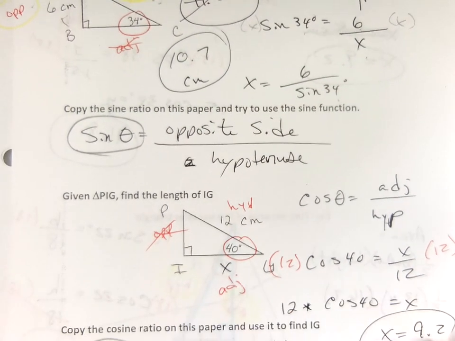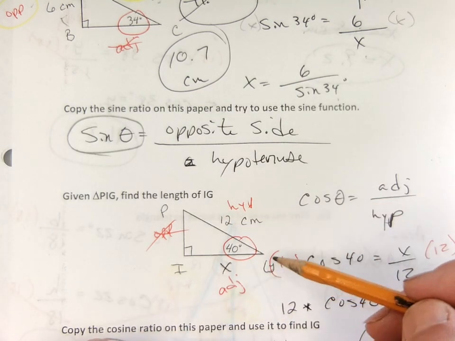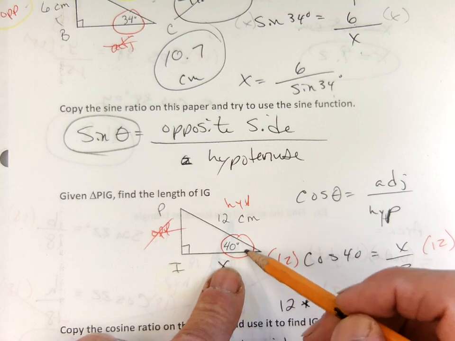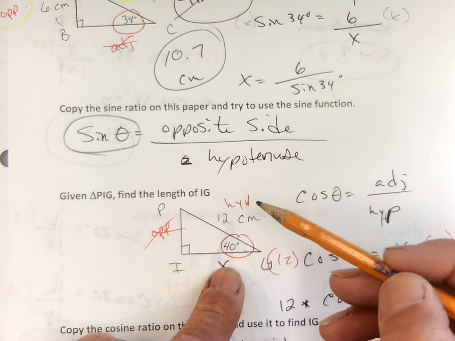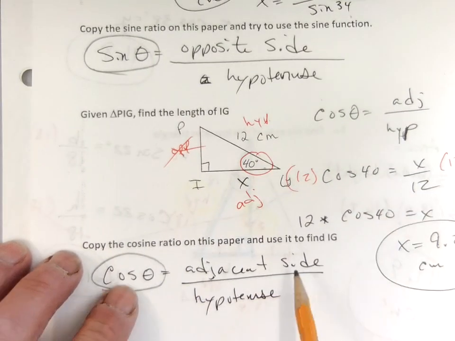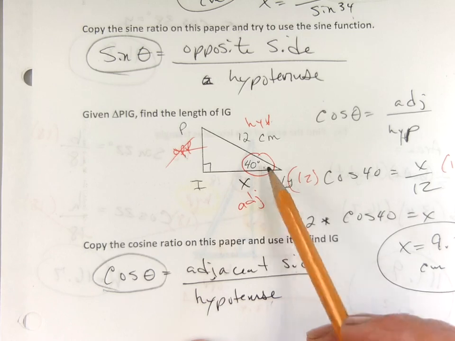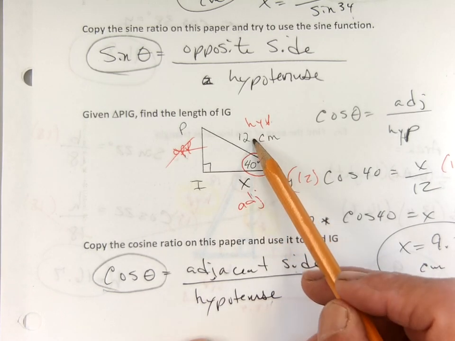So then we looked at the next example. In this example, same thing. We want to find IG, which is here. Go to the angle. That's my opposite side, my hypotenuse, and my adjacent. Okay, so that's cosine. Cosine is the adjacent side over the hypotenuse, because what I want to do is find the adjacent, and I know the hypotenuse.